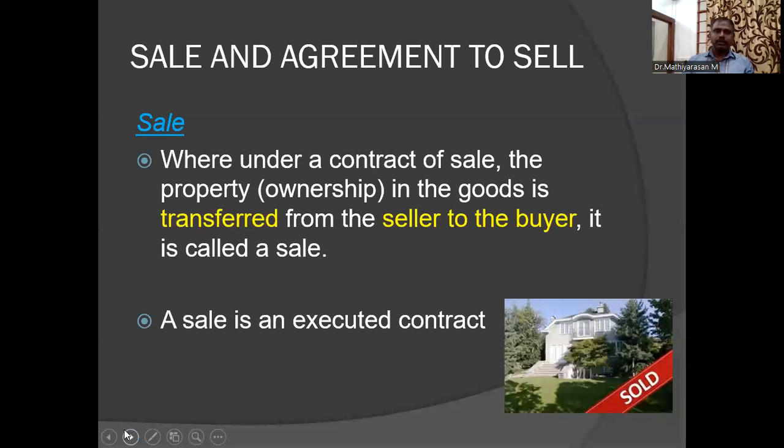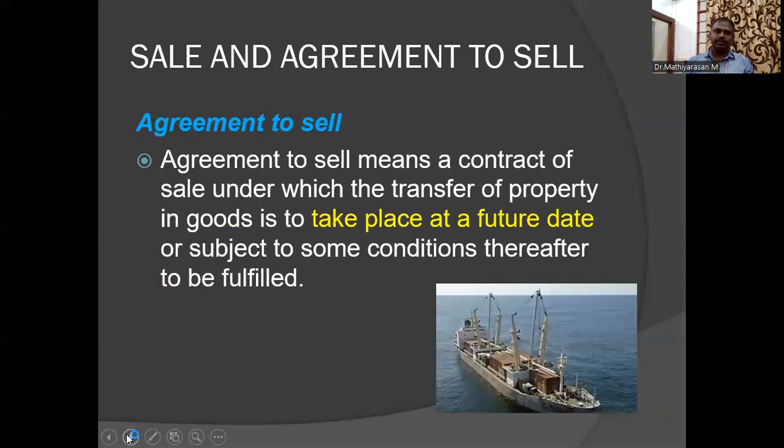Sale and agreement to sell. Sale: where under a contract of sale, the property, that is ownership in the goods, is transferred from the seller to the buyer, it is called a sale. A sale is an executed contract. Let's say agreement to sell. Agreement to sell means a contract of sale under which the transfer of property in goods is to take place at a future date or subject to some conditions thereafter to be fulfilled.